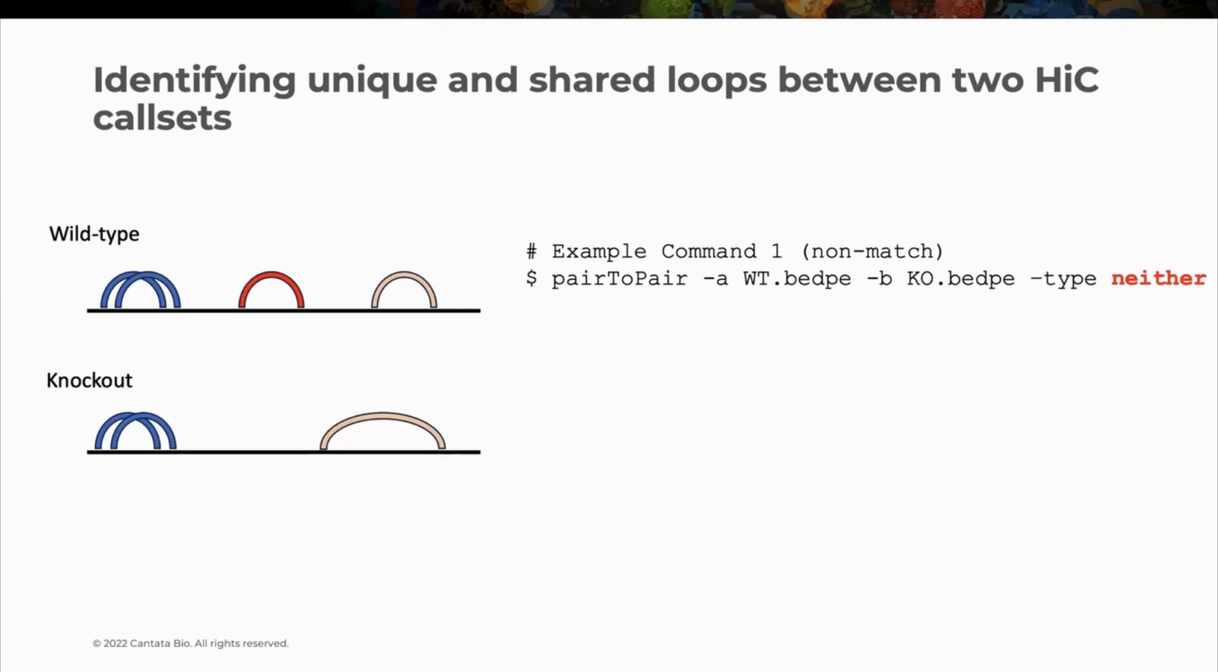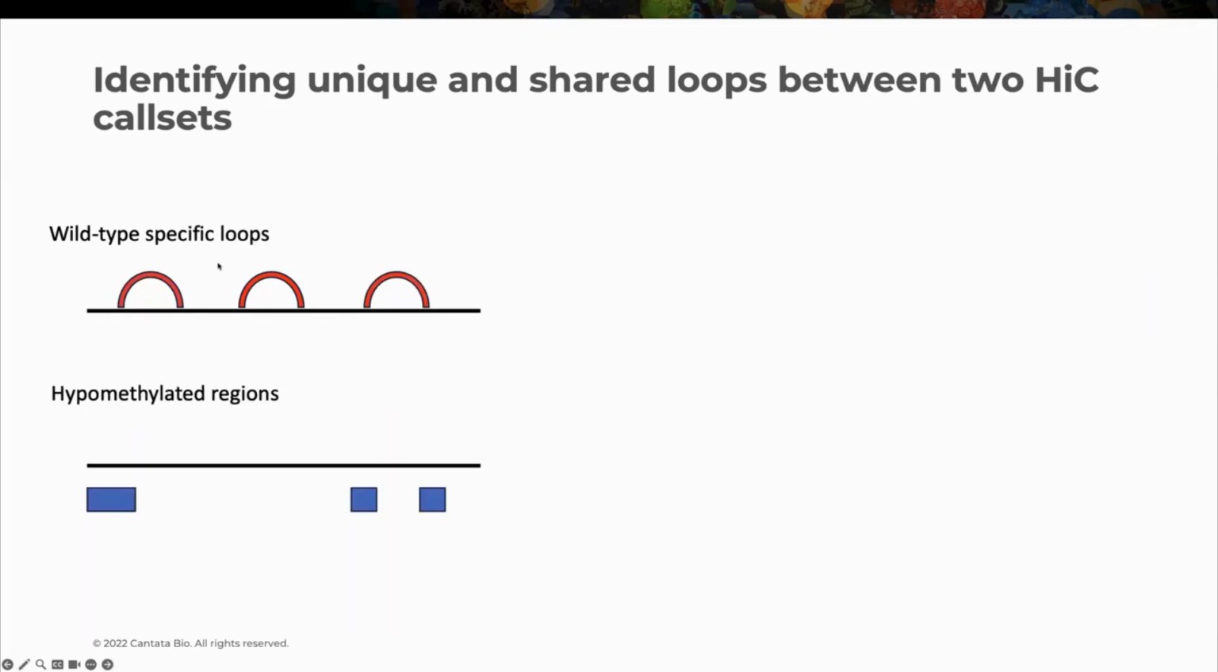And back to our hypothetical experiment, what we're looking for are the loops that are unique to the wild type. To do that, we would use a parameter called neither. So neither the left nor the right of your wild type and your knockout overlap anything between the two samples. That would return the loops that are unique to the wild type, which is great. So now we've done that. We've identified loops that are highly specific, only specific to the wild type group.